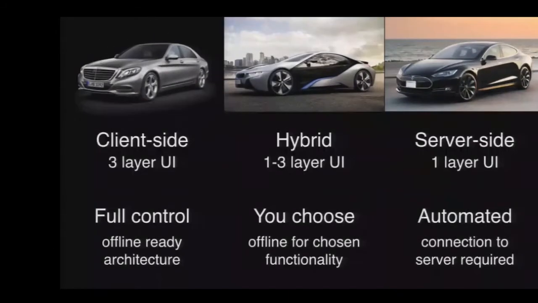So let's talk about cars. We have the client-side car, the Mercedes. You have full control and you are really ready to go offline because you already have implemented all the 3 layers. You only need to double the complexity here to get it offline. On the other end, we have the server side. You have implemented the least amount of code. You just implemented 1 layer, but now you need the connection to the server, always. So you will have a really hard time of going offline.